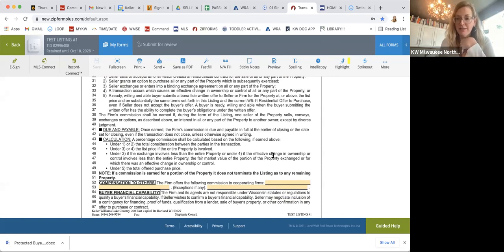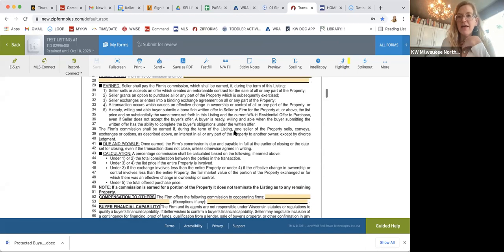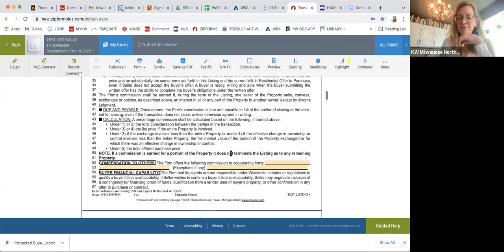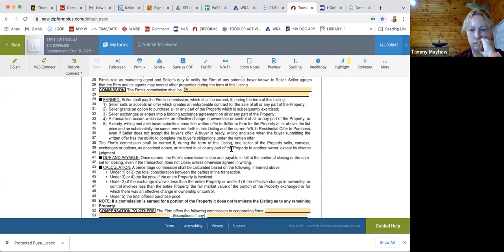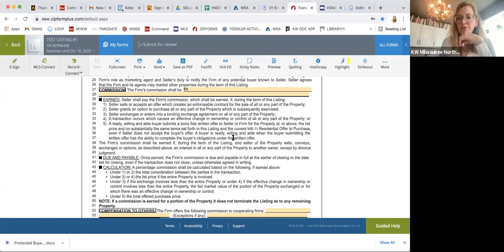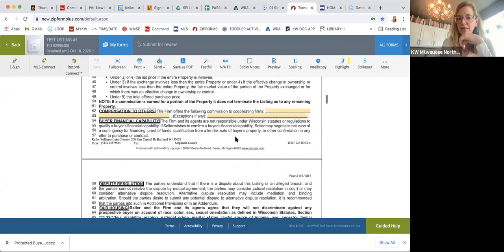In my own practice, I always say, if you want to terminate, it's very rare for us as a brokerage to not honor a termination of a listing. So it would have to be some weird circumstances for that to happen.